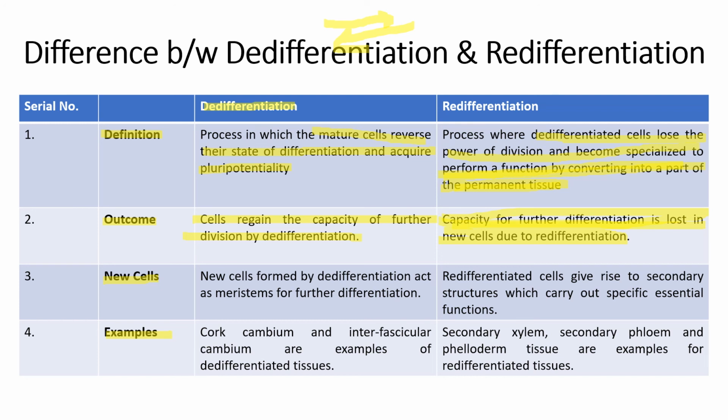Then the new cells. The new cells formed by dedifferentiation act as meristem for further differentiation. But in redifferentiation, the cells give rise to secondary structures which carry out specific essential functions. For example, secondary xylem and secondary phloem help in the transportation of food and water. Then the examples here are the cork cambium and interfascicular cambium, which are examples of dedifferentiated tissues, and secondary xylem and secondary phloem, which are examples of redifferentiated tissues.